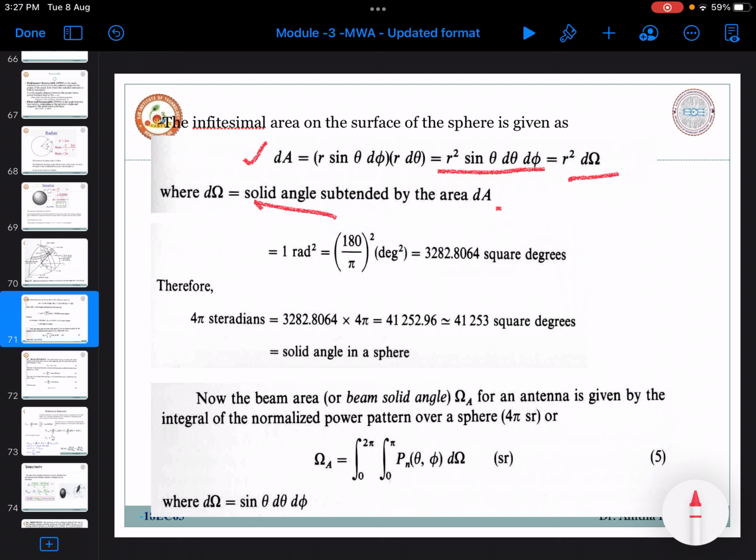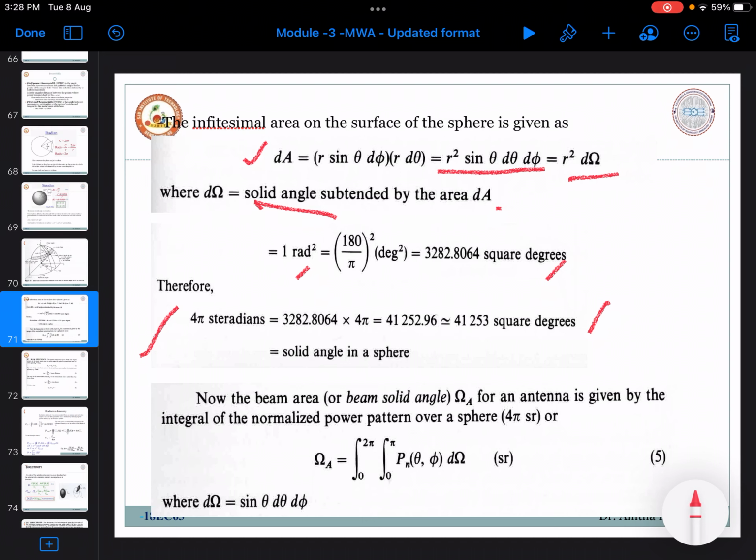D omega is solid angle. It can be represented either in radians or in square degrees. So if I convert the 4 pi steradians into degrees, then you will get 41253 square degrees. That is during the conversion process.